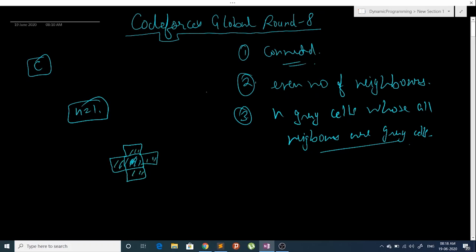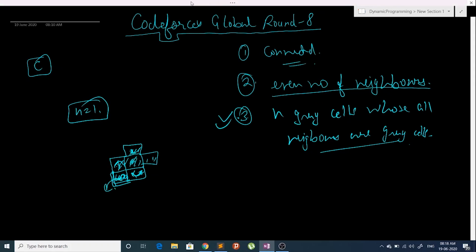Now the third rule is satisfied. Now come to the second rule, that every cell should have an even number of neighbors. So this cell has only one neighbor, and this also has only one neighbor. So what I can do here is, and this also has one neighbor, so I can draw a cell here. So this cell has two neighbors, this and this.